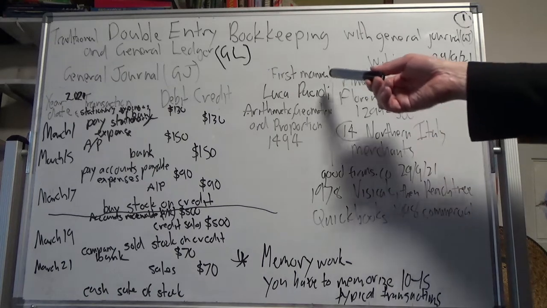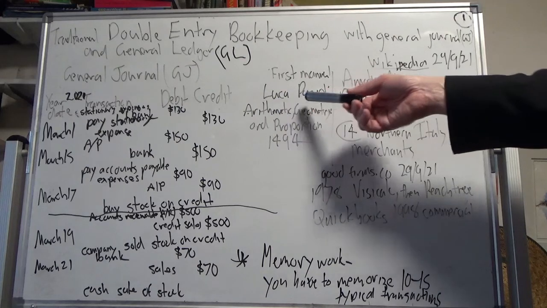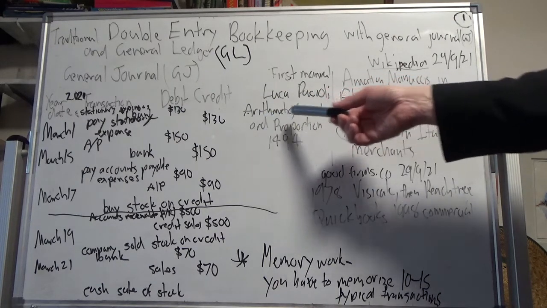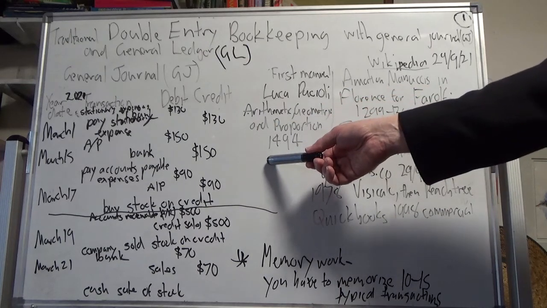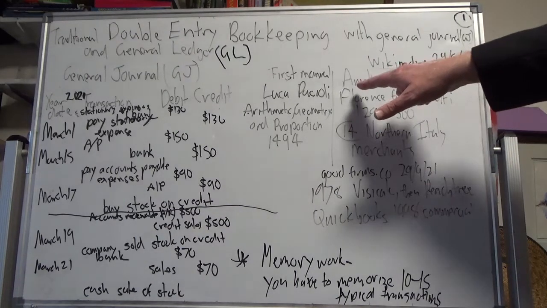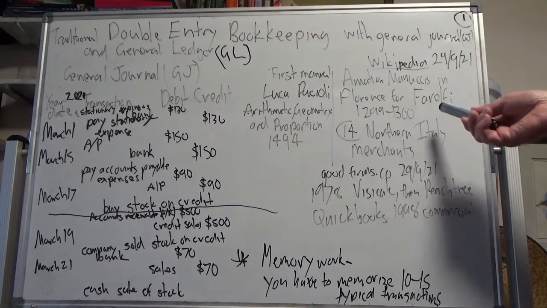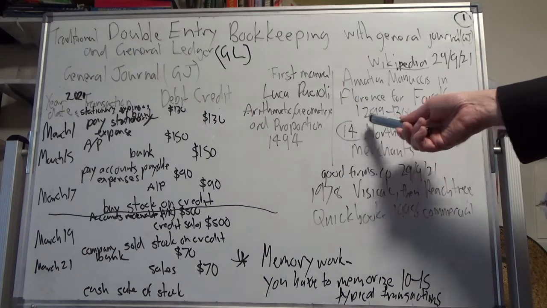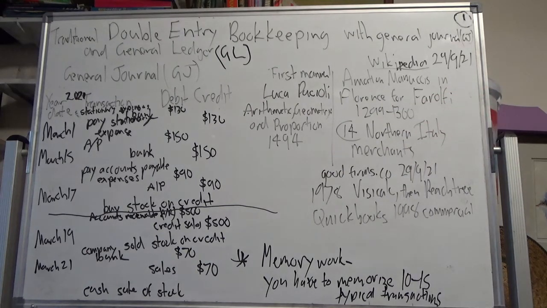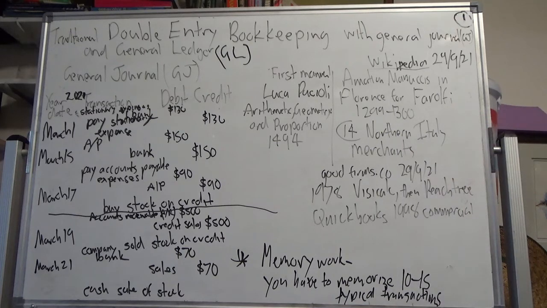The first manual was put forward in northern Italy by Luca Pacioli, Arithmetic, Geometry and Proportionate, in the Middle Ages in 1494, and another northern Italian, Amatino Manucci in Florence, worked for Alfani, 1299 to 1300. So double entry bookkeeping developed in the 14th century and 15th century in northern Italy with the merchants who traded from ports such as Venice.